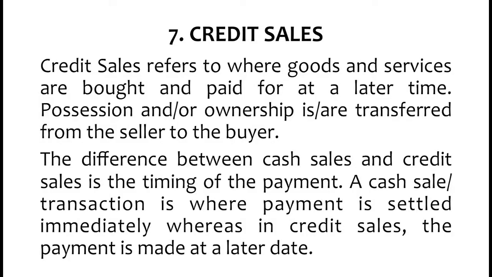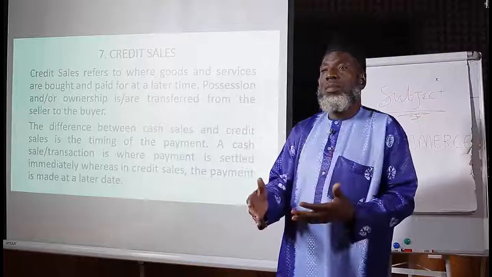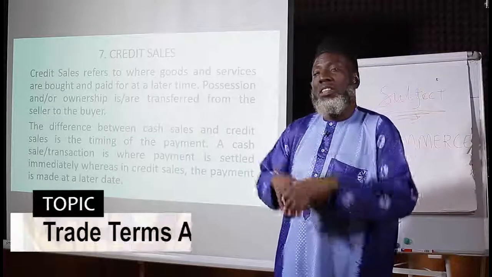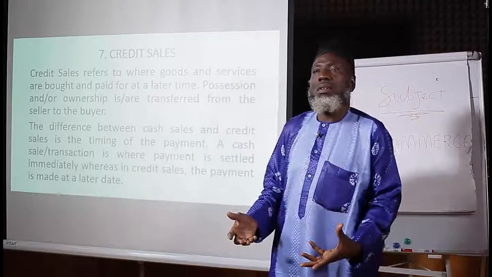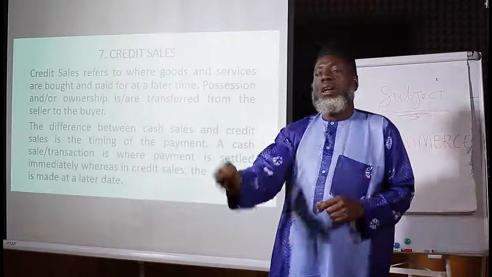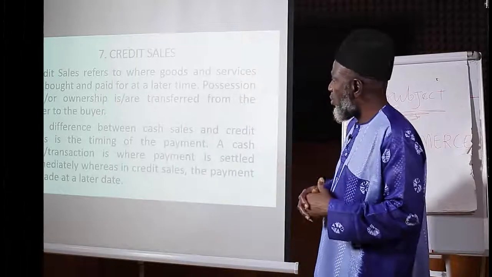The difference between cash source and credit source is timing of payment. When is the payment made? Is the payment made later? Is the payment agreed to be paid later or to be paid instantly? That's just the difference between the cash source and the credit source.